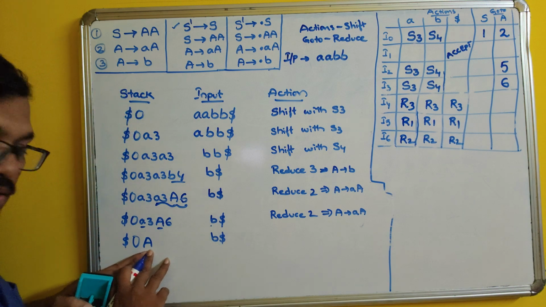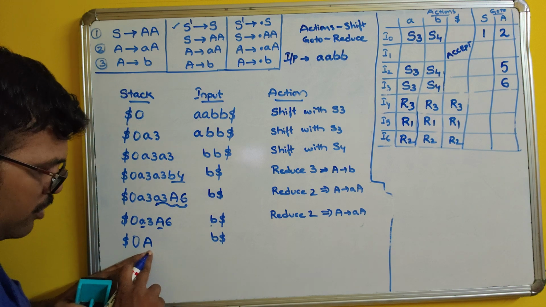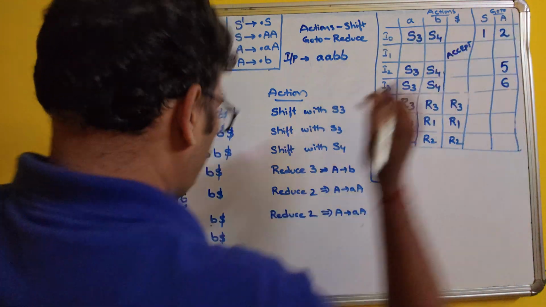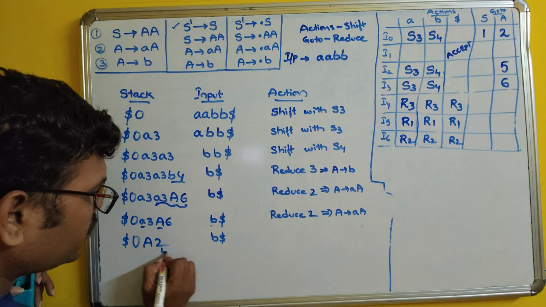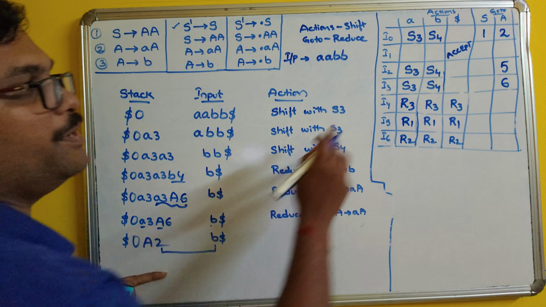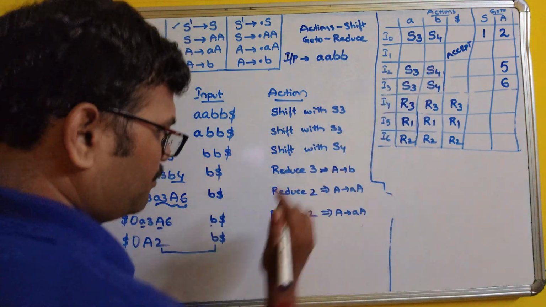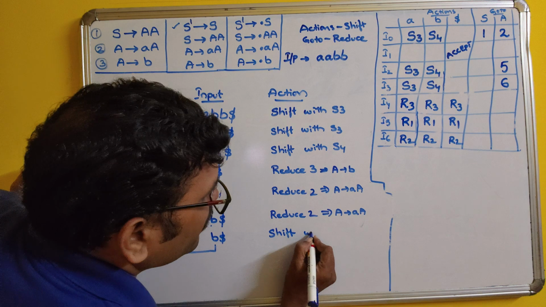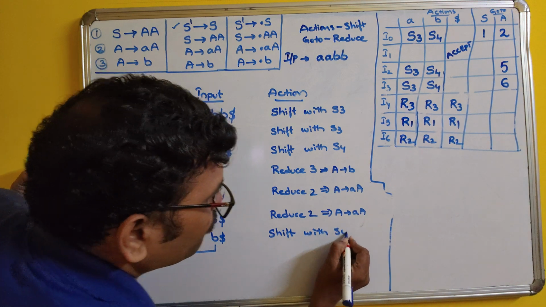Right? Now again there is no number. So again A0. A0 or 0A, it is 2. We have to check with 2 and B. 2 and B is 4. Shift with S4. What we have to do?